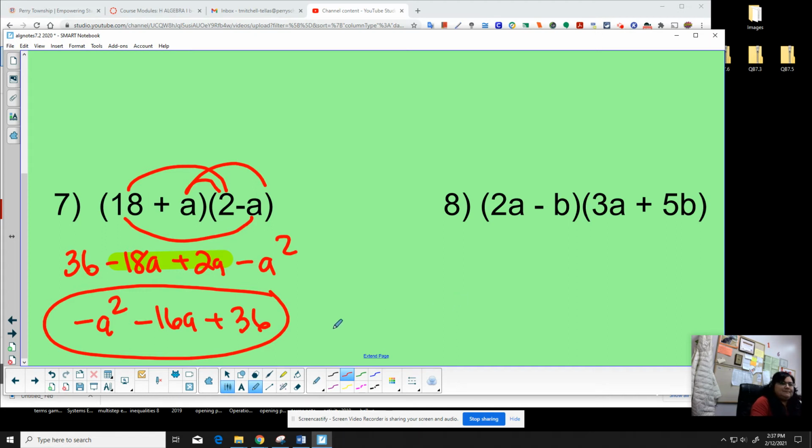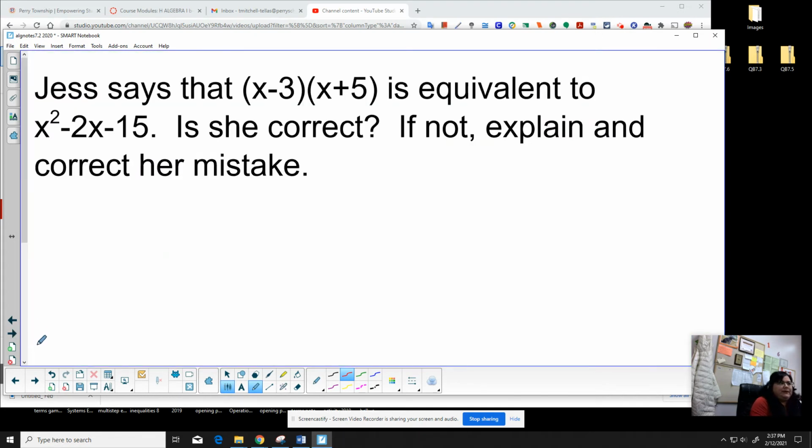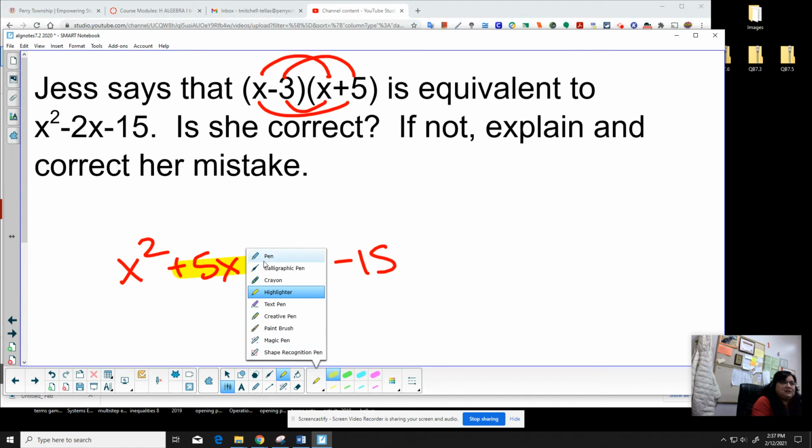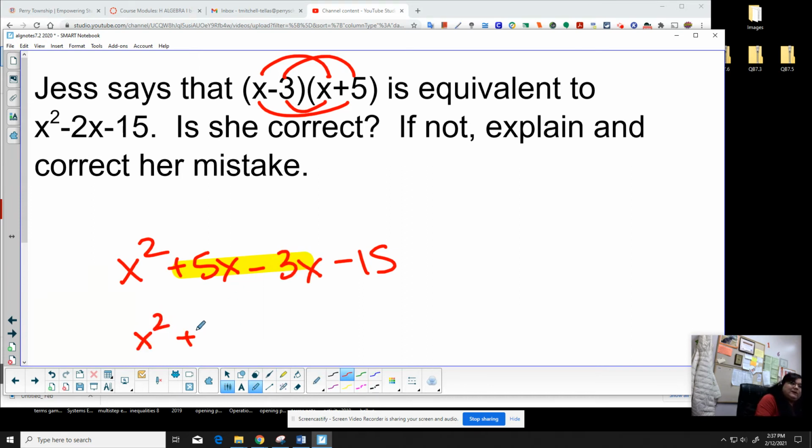Okay? All right. Jess says that x minus 3 times the quantity x plus 5 is equivalent to x squared minus 2x minus 15. Is she right? If not, explain. All right, let's see. So x times x is x squared. x times positive 5 is positive 5x. Negative 3 times x is negative 3x. And negative 3 times 5 is negative 15. So if I combine the middle two, it looks like Jess is off by a sign. So x squared plus 2x, because the 5 is bigger, minus 15. So she's just off by a smidge.